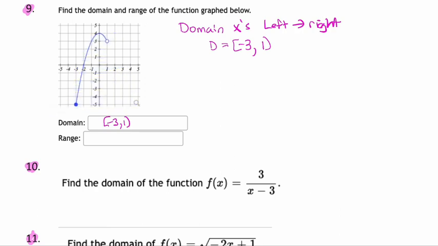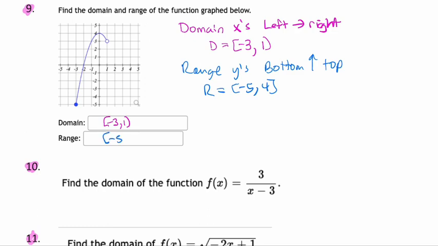4. We assume that that means because they have drawn that graph like that, that point is included. And so our range, remember, are the y's from the bottom to the top. So our range would be from our lowest value, -5, to our highest value, 4. Everything in between was covered, and we could stand at those locations. So that's our range.